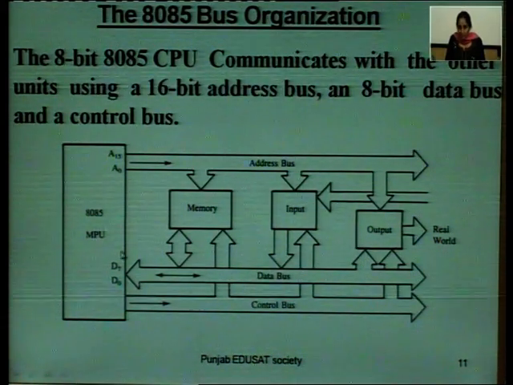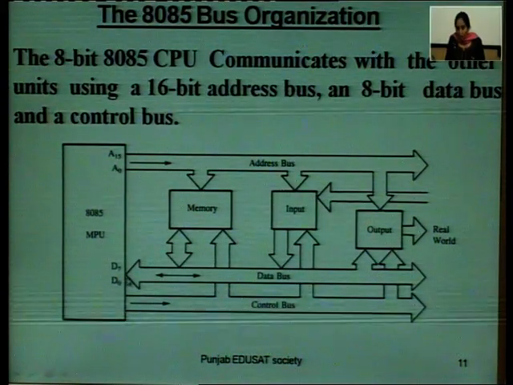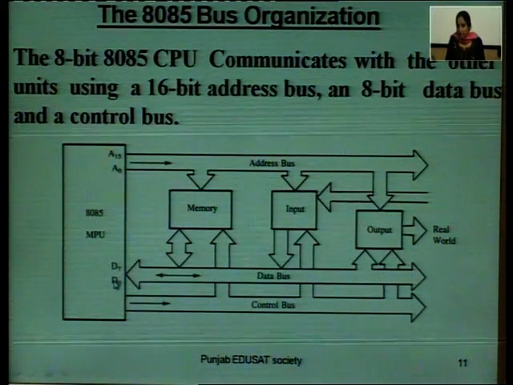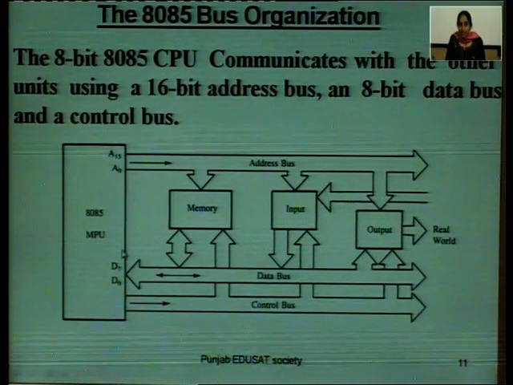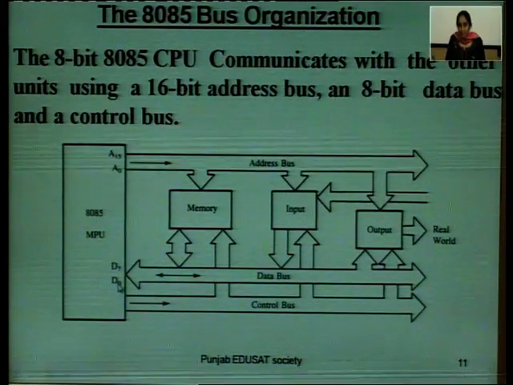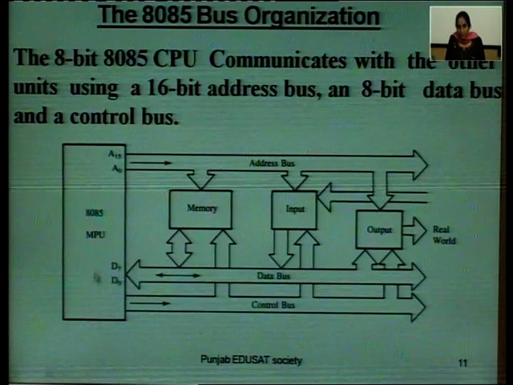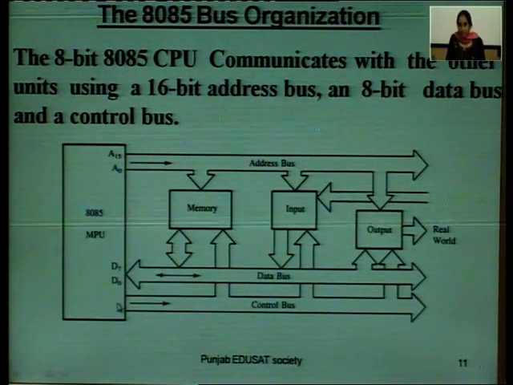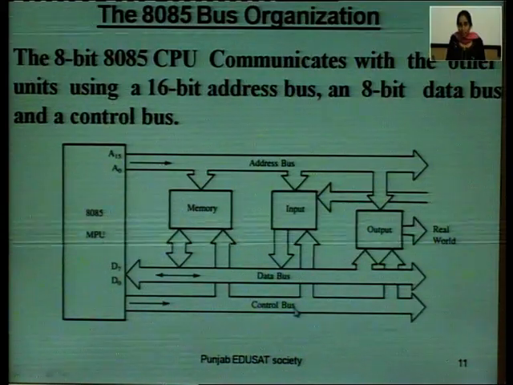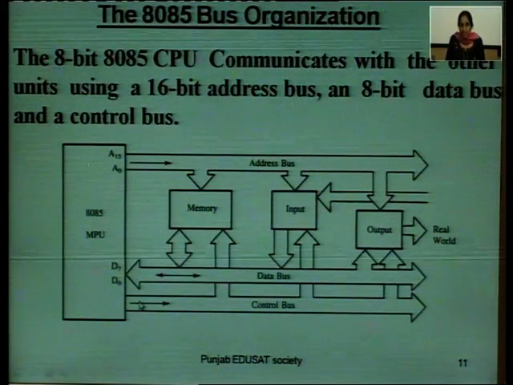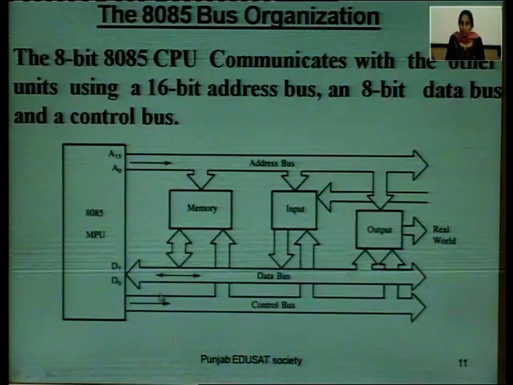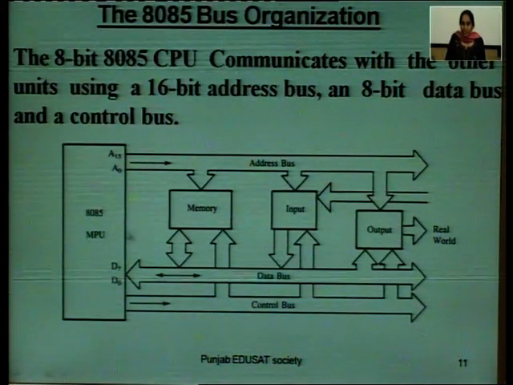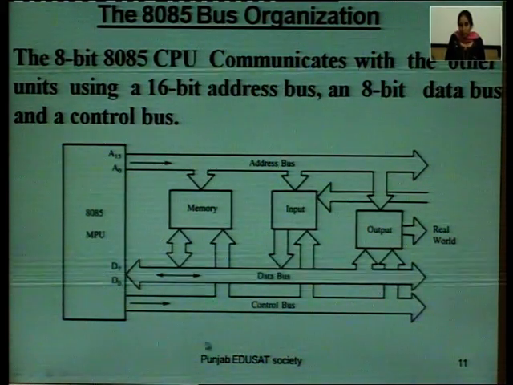After that, we have a data bus. Low order address bus and data bus, they are multiplexed, time shared. Data bus is bidirectional, address bus is unidirectional. Then we have control bus. Control bus is also unidirectional. It will carry various control signals for various peripheral devices.